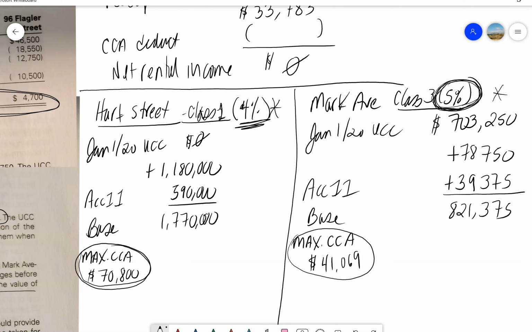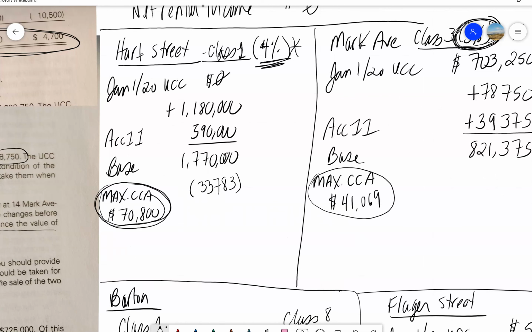So we're going to take all of the CCA from class 1, the Hart Street property. So even though the maximum we calculated was $70,800, the maximum that she's allowed to deduct is only up to her net rental income, which is the $33,783. Let's just finish off this calculation here. So this will be the maximum CCA deducted.